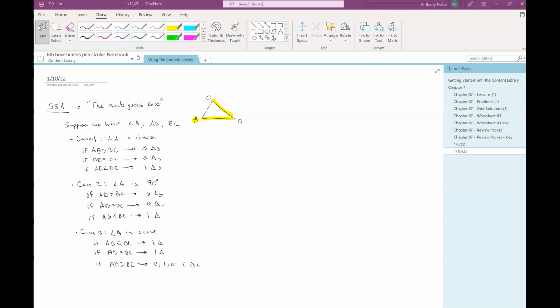Amen. Great. Thanks. Today we're going to pick up where we left off. So looking at last time, we were in the midst of talking about this ambiguous case situation with these SSA triangles. Does that ring a bell to you guys? Yeah. Okay. We had talked about there basically being three situations depending on the size of that given angle.